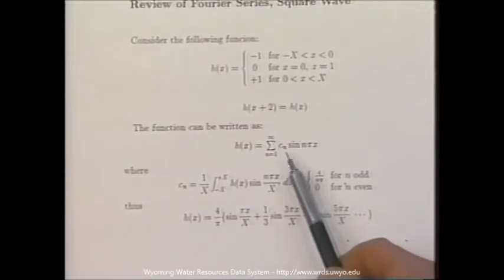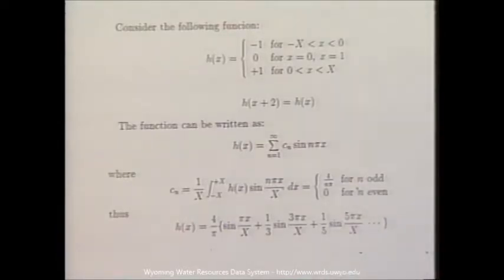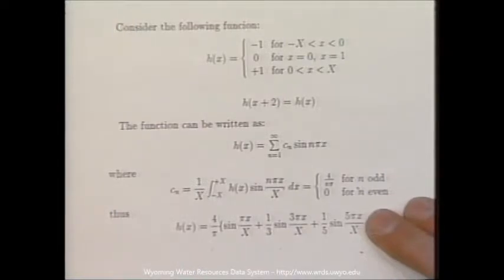H of x is equal to the sum Cn sine n pi x, where the Cn is derived by the integration throughout your domain. And in this particular case, these are your coefficients. This is a unique representation of this particular function in the Fourier series. Things to note, notice that the coefficient as n becomes large gets arbitrarily small. Another thing to note is that we can approximate this function by truncating the series. And this is what we will do in the method.